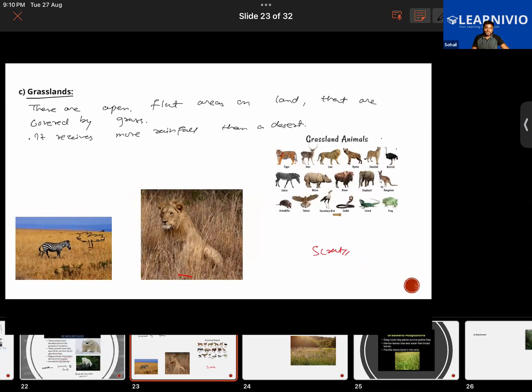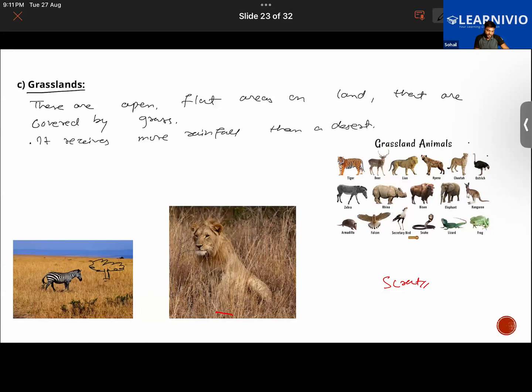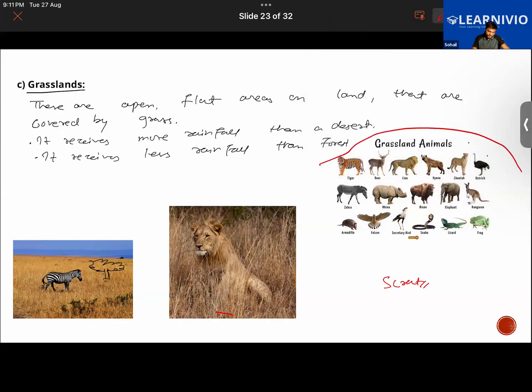So why are we discussing the forest? Because the grassland would be receiving less rainfall than a forest. Then we did learn about some of the animals that would be found living in a forest. These are some of the animals.